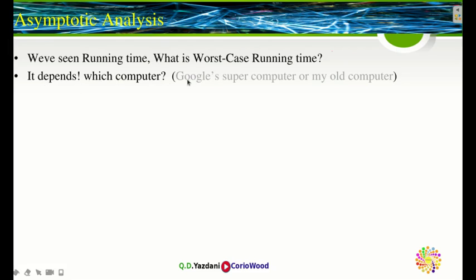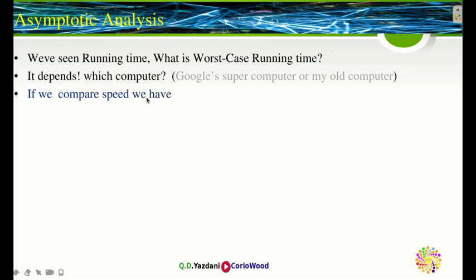The worst case depends on what sort of computer we are talking about. Are we talking about Google's supercomputer, or my old computer? Which computer are we talking about when we say worst case running time? In the end, we say it depends. It depends on two factors.